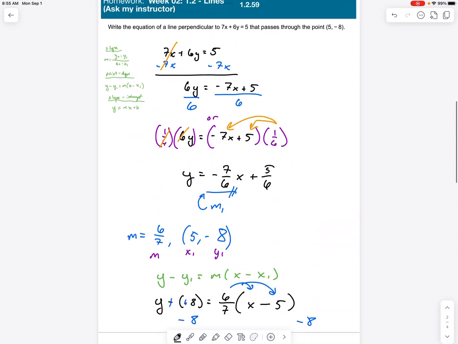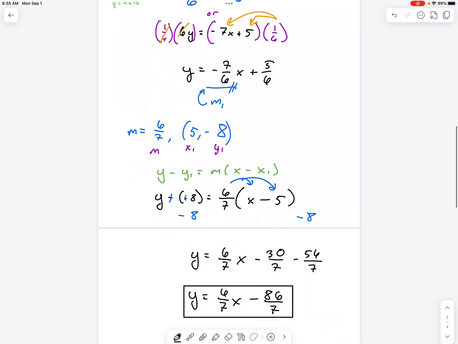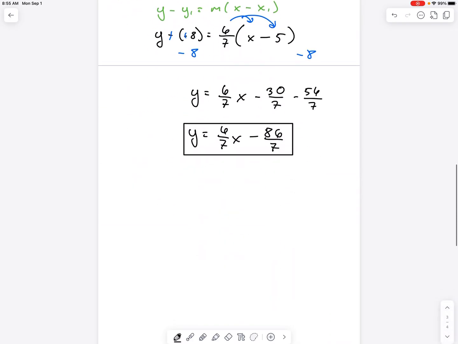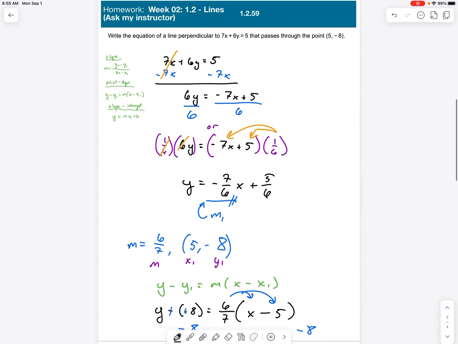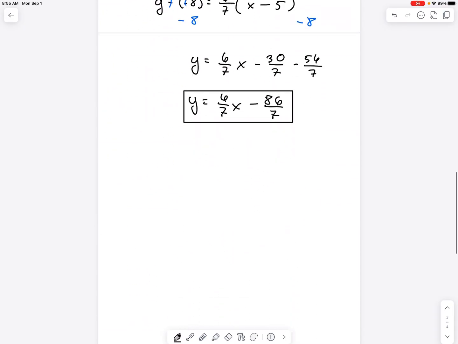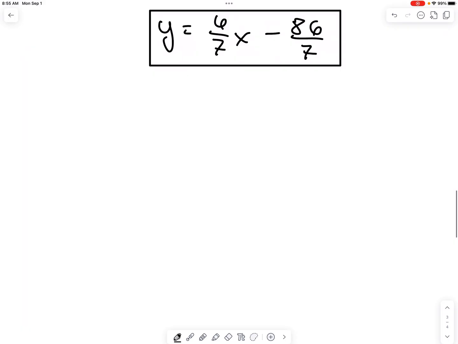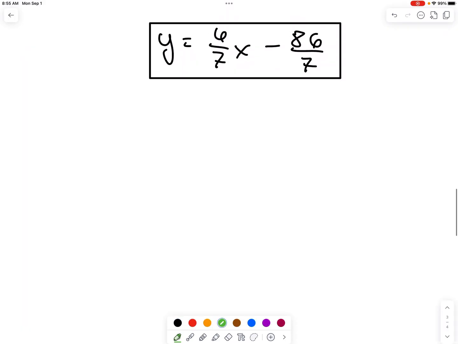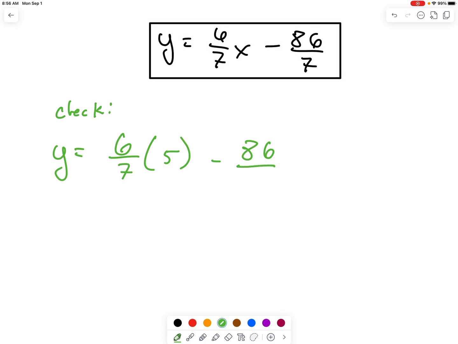But let's confirm at least that it passes through the point (5, -8). What we're saying is that when x is 5, the corresponding y should be negative 8. So let's check this real quick. We're going to let x be 5. We have 6 over 7 times 5 minus 86 over 7.